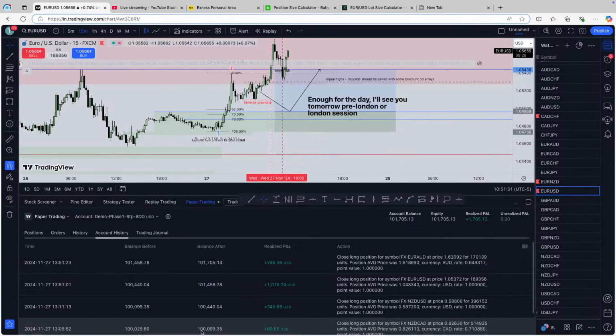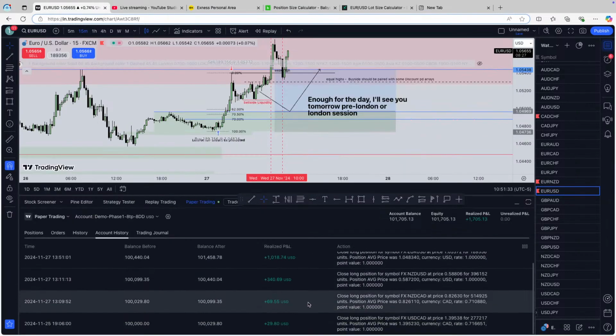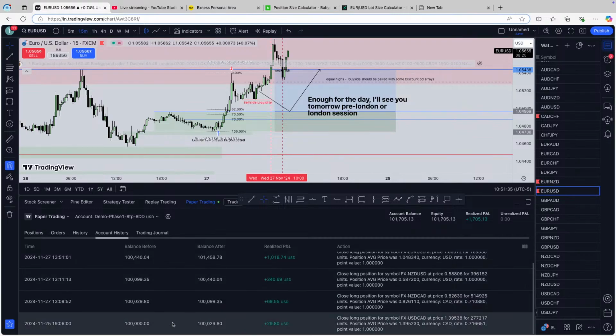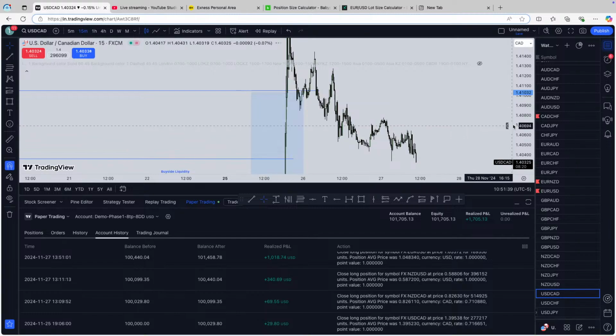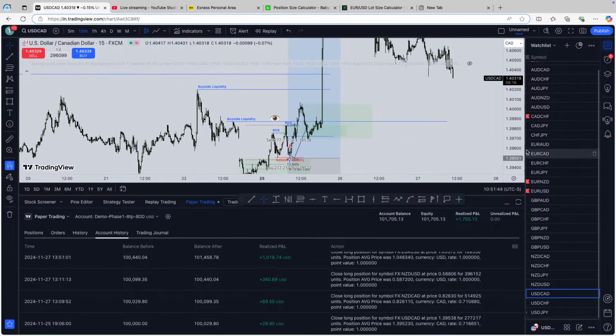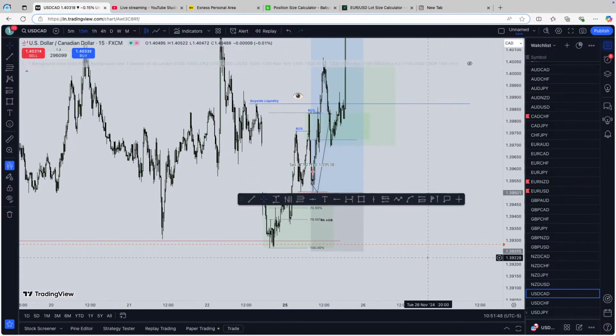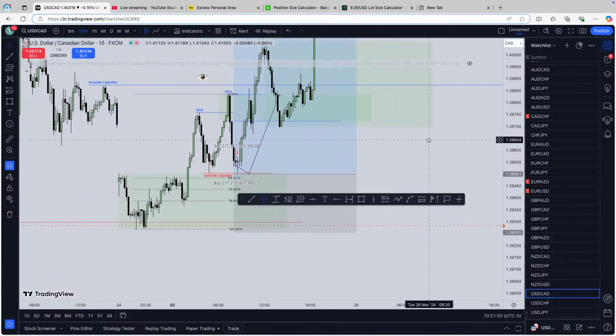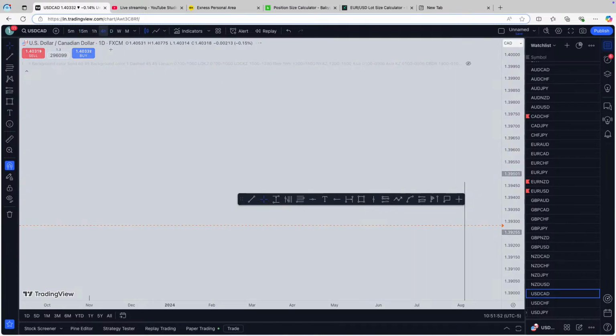So these are the setups which we took. If I show you the USD card, which we took on Friday, I think. This was the setup which we took. What we were looking at basically was the ICT pattern, which is really, really powerful.